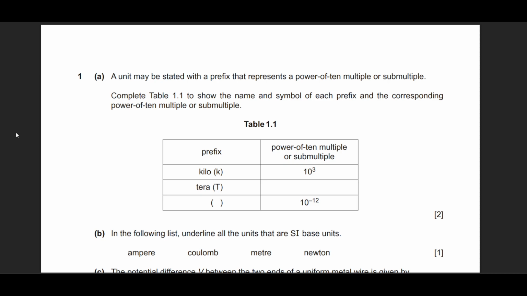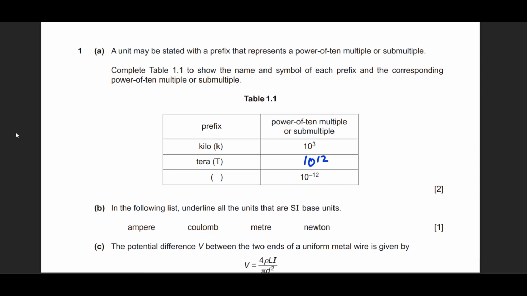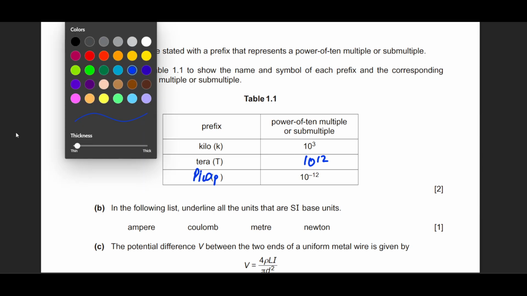This is October-November 2021, paper 22. So we have to answer the first question in terms of prefixes. Tera is 10 raised to power 12. You know that. And minus 12 is actually pico, which will be a small p, while mentioning what this prefix is. So this is pico, right?